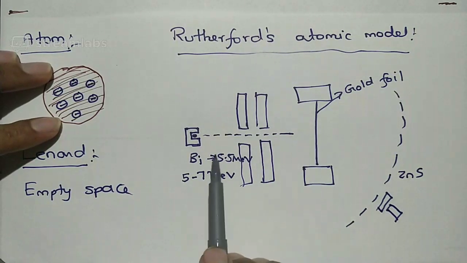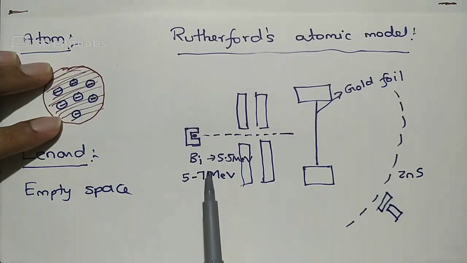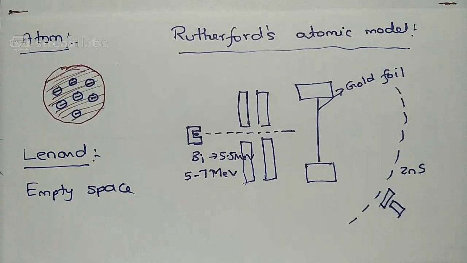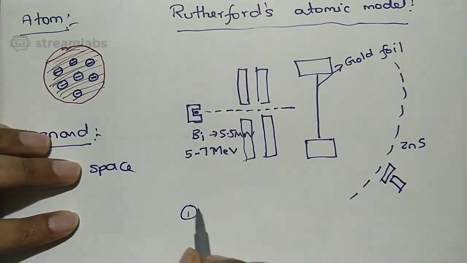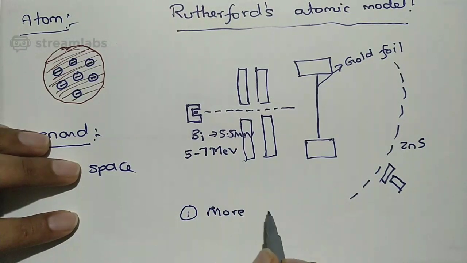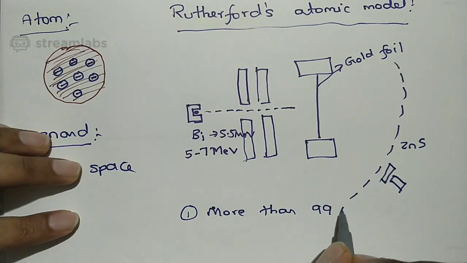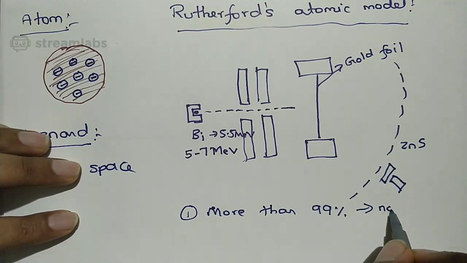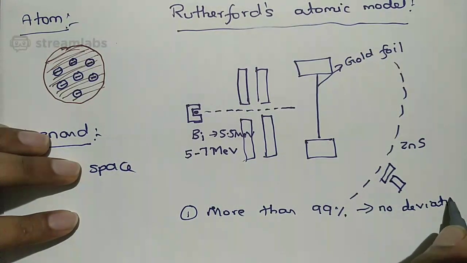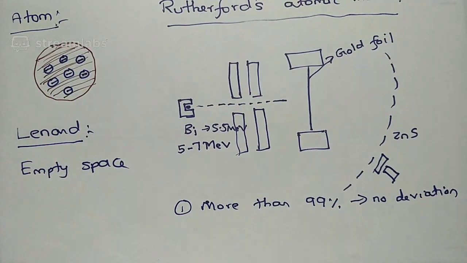The particles are hitting the gold foil. As Lenard said earlier, there is a huge empty space inside the atom. What Geiger and Marsden observed was the same thing. They observed that more than 99% of the alpha particles pass without any deviation. More than 99% of the alpha particles are traveling in their same path. They are not changing their path. That clearly says that there is a huge empty space inside the atom.